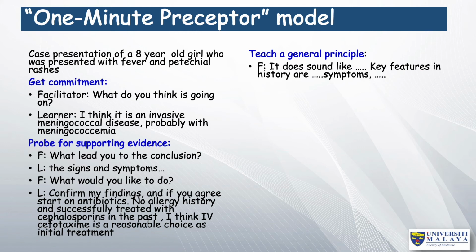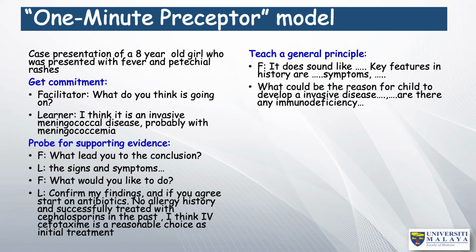It does sound like invasive meningococcal disease, and your key features, history, and symptoms all point towards that. Yes, but what could be the reason for the child to develop an invasive disease? Is there an immunodeficiency? Definitely, you need to look at what could be the underlying reason. At this moment, let me bring you to the underlying reason, which could be a terminal complement component deficiency.